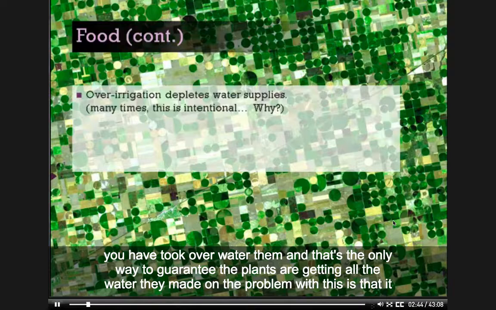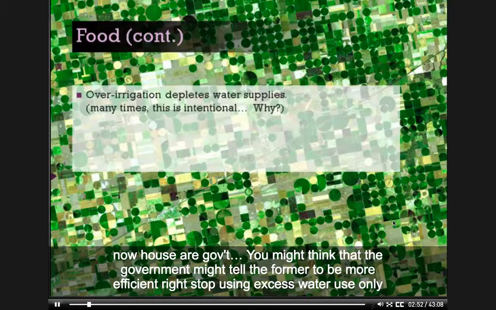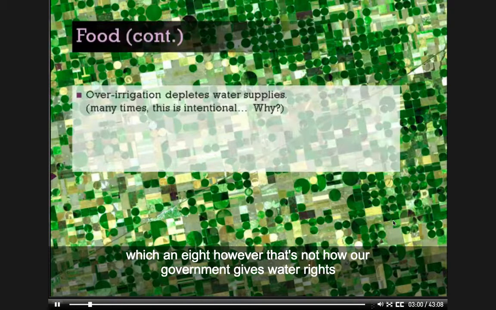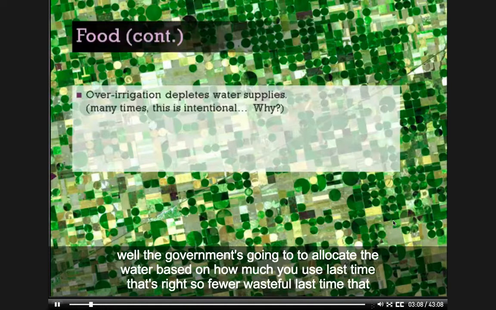The problem with this is that it actually institutionalizes overuse of water. Now, how does our government deal with this? You might think that the government might tell a farmer to be more efficient, right? Stop using excess water, use only what you need. However, that's not how our government gives water rights. If you as a farmer want to have more water in the future, well, the government is going to allocate the water based on how much you used last time.